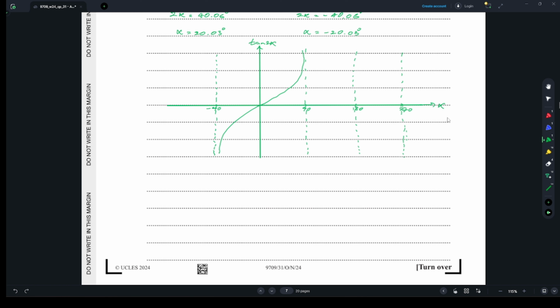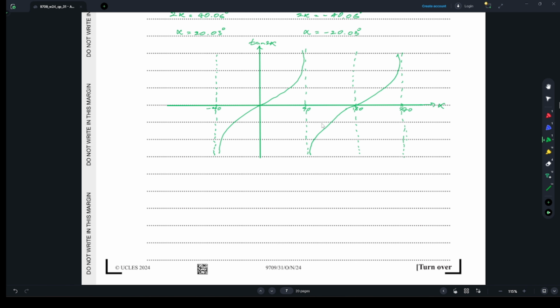Sorry, let me try in this way. Oh, sorry. Okay, okay. Like this. Okay, so with the touchpad it's a bit difficult to draw.